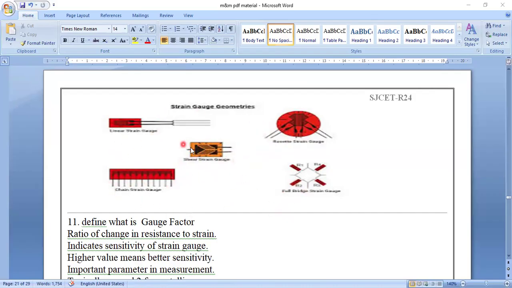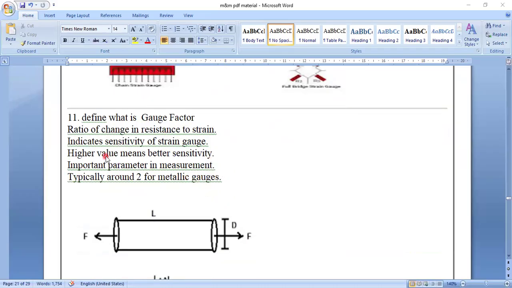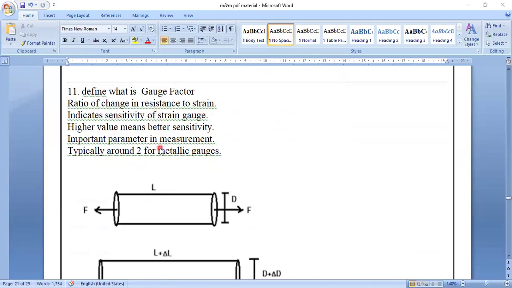So these are the different types of strain gauges which are used for measuring length or variation in length. What is the gauge factor? The gauge factor is the ratio of change in resistance to strain. I have already told you the strain remains the same; that is what you are going to measure.